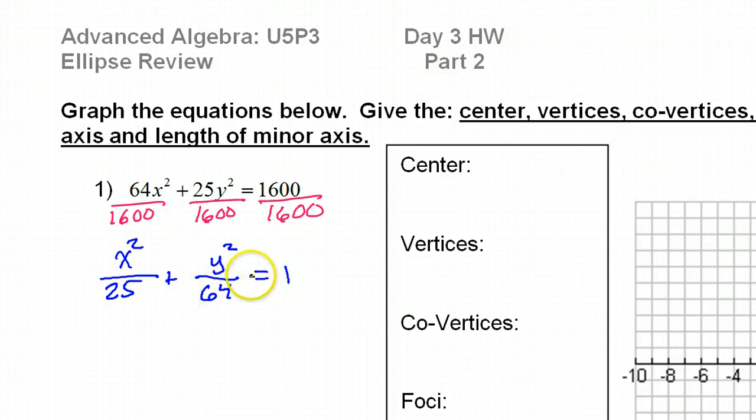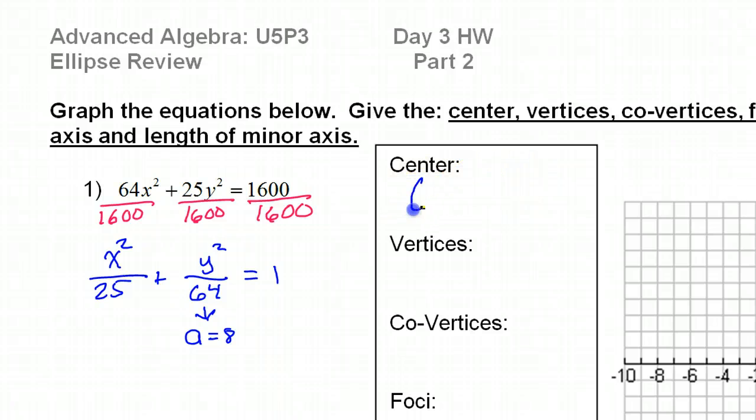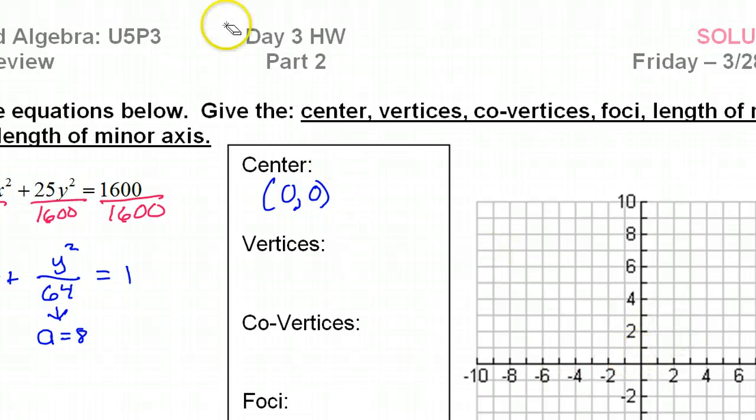Now, this is our a squared and b squared. A is always the bigger number. So this right here tells me that a is 8. Now first of all, the center is 0, 0. I know that because it's just x squared and y squared. It's not like x minus 3 squared or something like that. So we should graph that as a matter of fact. The center is 0, 0.